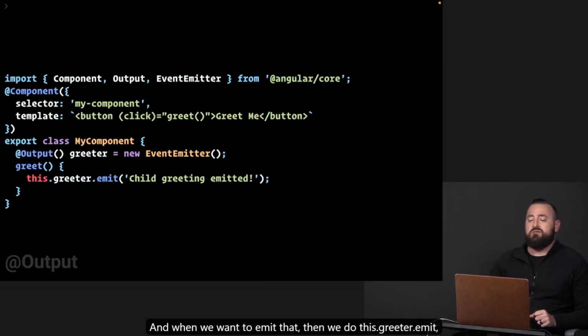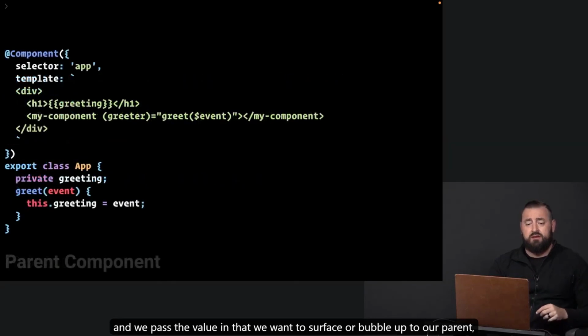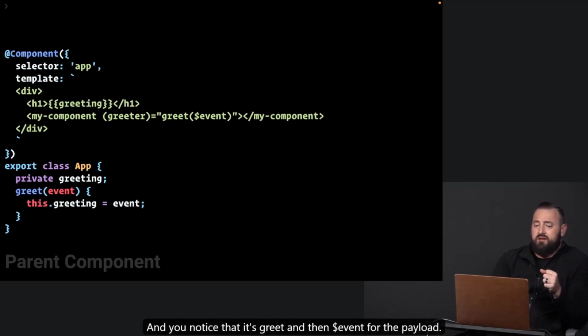And when we want to emit that, then we do this.greeter.emit, and we pass the value in that we want to surface or bubble up to our parent, and then we're able to bind to this just like a normal event. And you'll notice that it's greet and then $event for the payload.